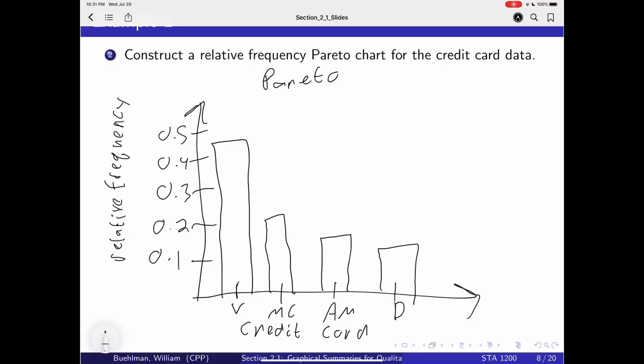Do you notice something different on this chart than the other two? Besides the fact it's a Pareto chart, you'll notice I labeled the axes. And you need to make sure you do that as well. Not only do you need to give every graph a label, you need to give the axes a label too, so we know what they are. V, MC, AM, and D don't tell me much unless I know, oh, it's the credit cards. And what is 0.1, 0.2, 0.3? None of that helps me any. So I need to label that axes so that way I know, oh, that's a relative frequency.